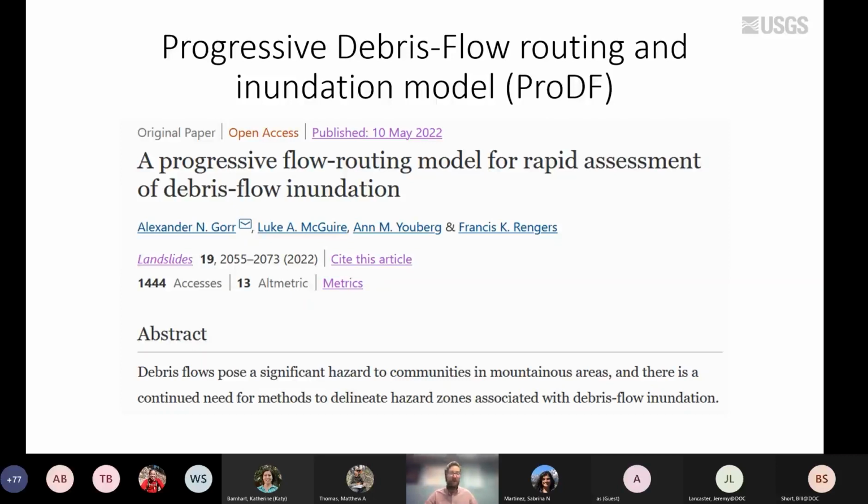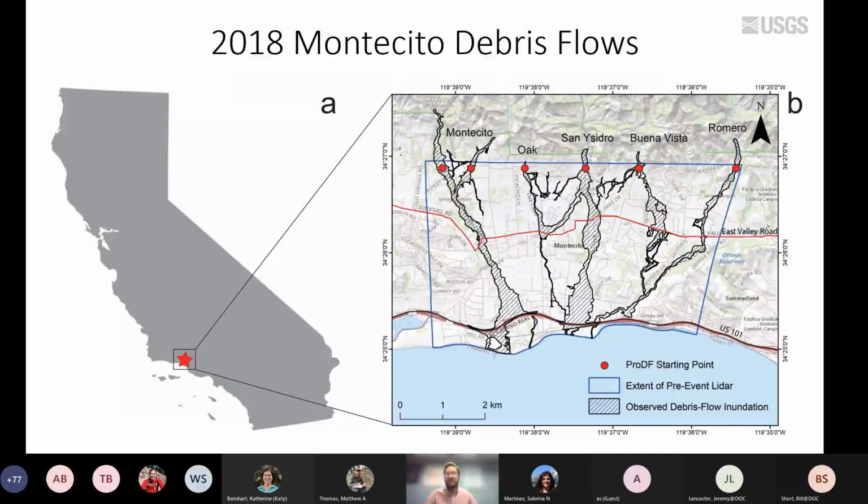But if you're interested in learning more about the methodology and really getting into the details of the model and how it performs, I recommend this publication that just came out earlier this year that we published outlining the methodology behind ProDF. But before I get into the model components, I just want to reiterate that I will be explaining model development through the lens of the 2018 Montecito debris flows.